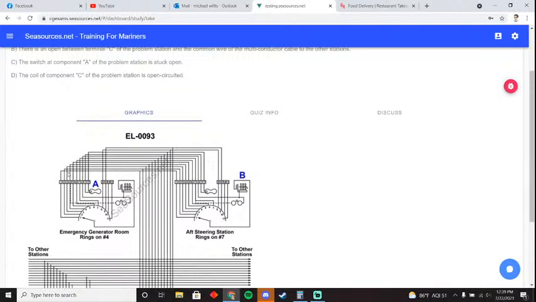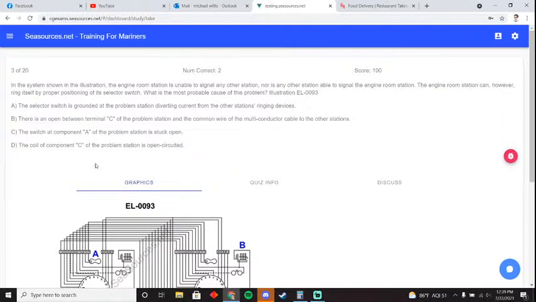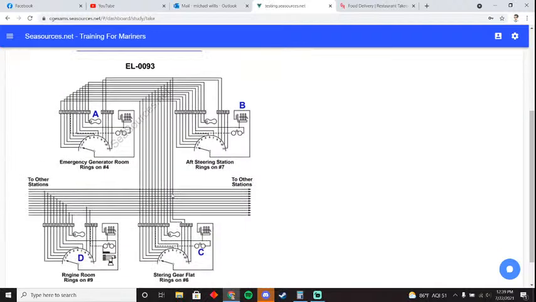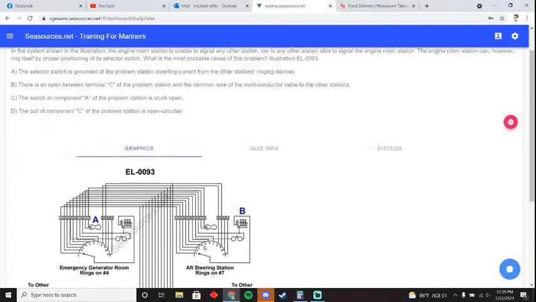This is sound powered telephone circuits. It's like the old 1950s string on the can. Two cans tied together with a string where you can talk to each other. This is that principle right here, just in multiple circuits, because you have these little phones all around your engine room, right?